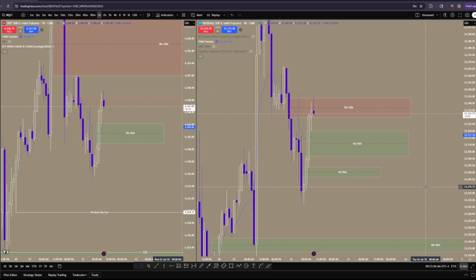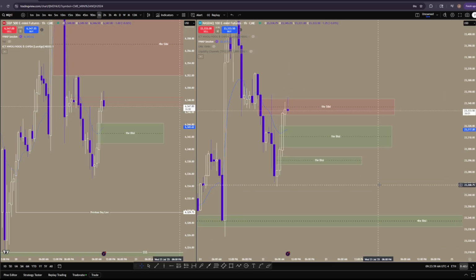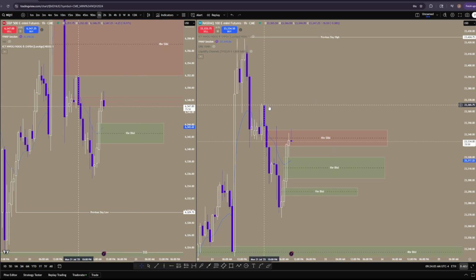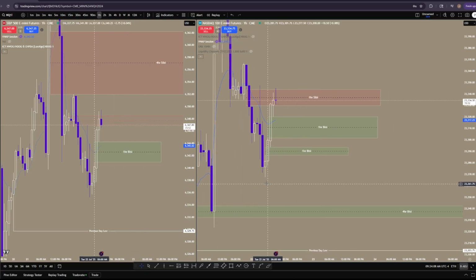But I really would not be surprised if we ranged inside of our previous day range the entire day, guys. That would not surprise me at all. I think that could be a pretty strong possibility here. Yeah, I really do think that's a strong possibility of us just kind of ranging between hourly levels.